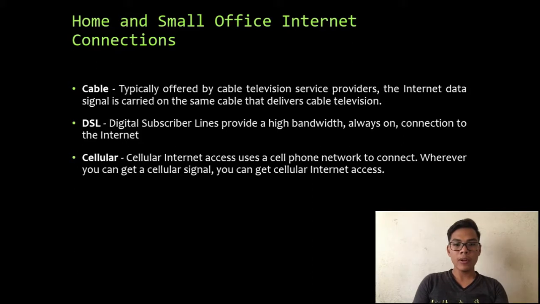Home and small office internet connections. Cable: typically offered by cable television service providers, an internet data signal is carried on the same cable that delivers cable television. DSL, or digital subscriber lines, provide a high bandwidth, always-on connection to the internet. Cellular internet access uses a cell phone network to connect. Wherever you can get a cellular signal, you can get cellular internet access.